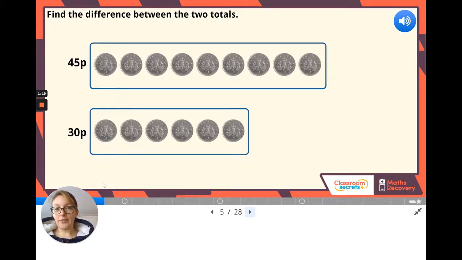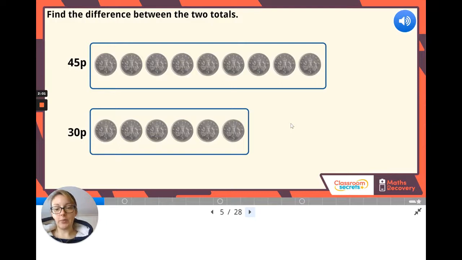Okay, so here we have two totals. At the top we have 45p made up with 5p coins, and at the bottom we have 30p, again made up with 5p coins. So what is the difference between these two amounts? You can see I've made them into bar models. At the top there is a bar showing that 45p, and underneath, lined up at the start, is the bar showing 30p, and you can see that there is a difference. The top group has more than the bottom group. So how many more? If you count how many more there is, you will find the difference.